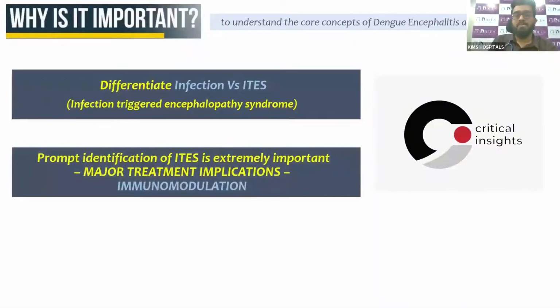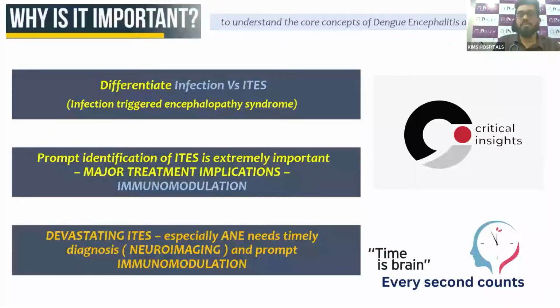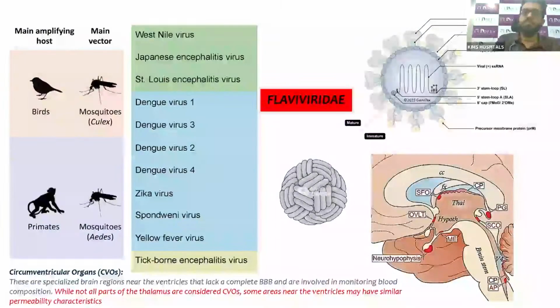Why is it so important? Prompt identification of ITES is extremely important because the major treatment implications depend on that. In dengue encephalitis per se, that is the infection itself, we don't give steroids or immunomodulation. But in an ITES, we do give immunomodulation. That's the mainstay. Especially devastating ITES, especially ANE, needs timely diagnosis. Neuroimaging needs to be done ASAP, and prompt immunomodulation needs to be started in ANE cases. This is one of those neurological conditions, apart from stroke, where time is extremely important. Every second counts. Time is brain.